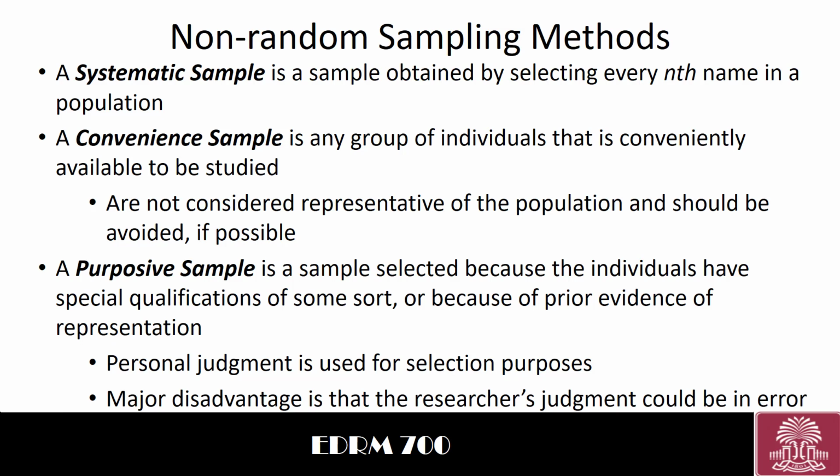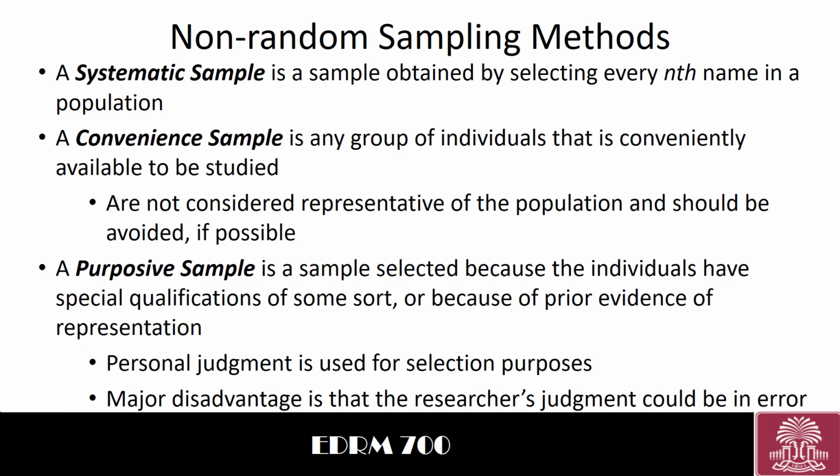A purposive sample is selected because the individuals have special qualifications of some sort or because of prior evidence of representation. A researcher's personal judgment is used when making these selections. A major disadvantage is that this judgment could introduce error.